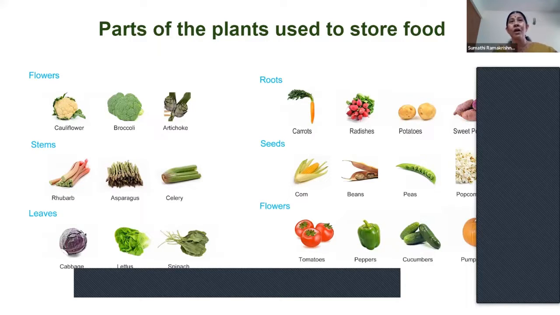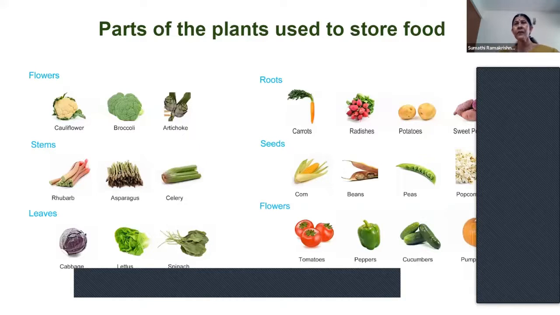When you are going to talk about this topic, you can ask them what vegetable you like. What are all the vegetables? He will name a few. Or you can ask each child to name a vegetable and note it down on the board. Categorize them, and then you can say this vegetable is called a flower, this is stem, this is leaf. It can even be an activity in the class.